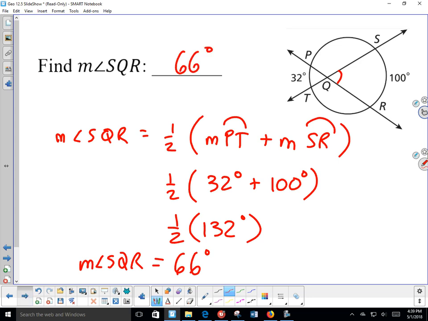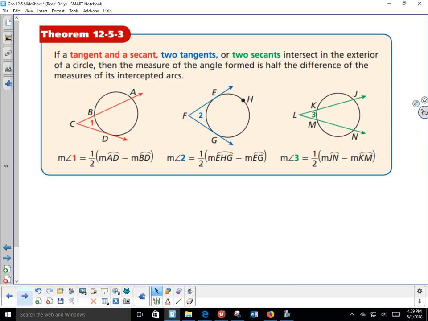All right, let's take a look at this theorem. This one says if a tangent and a secant, two tangents, or two secants intersect in the exterior, I'm going to highlight that. Because we're talking about intersecting in the exterior of the circle, the measure of the angle formed is half the difference of the measures of the intersected arcs.